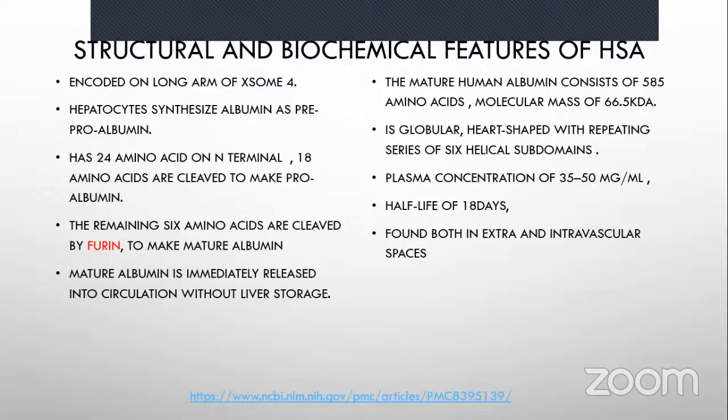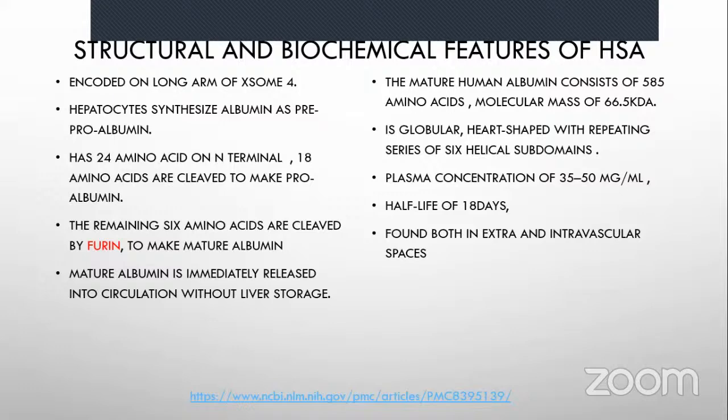Okay, so there are 585 amino acids making the albumin. It usually has an N-terminal extension of 24 amino acids, 18 are cleaved off, then another 6 are cleaved off to make it mature. It's globular, heart-shaped, with repeated series of 6 helical subdomains. Again, this is very important. Plasma concentration is usually about 35 to 50 milligrams per mL. Some places you'll see 3.5 to 5 grams per deciliter. It depends on the units you're using. Half-life about 18 days. Very, very important.